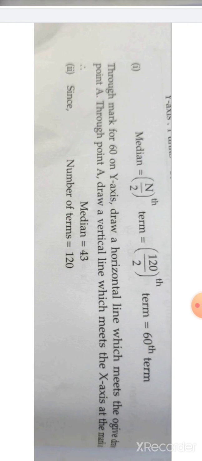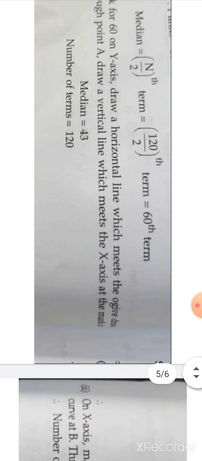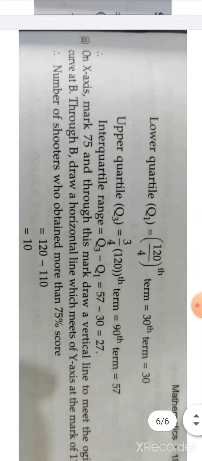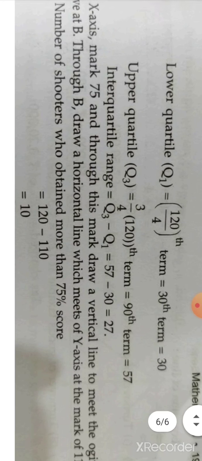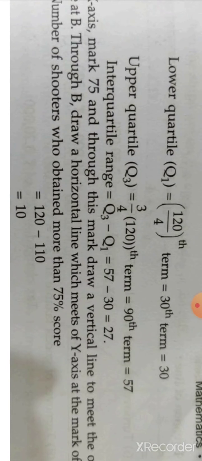Now the second thing is the interquartile range. We all know the formula is Q3 minus Q1, that is, upper quartile minus lower quartile. So first of all, we have to find both the quartiles. Lower quartile Q1 is the 120 upon 4th term, the 30th term. So this is the 30 value. Upper quartile Q3 is the 3 by 4 of 120th term, which is the 90th term.